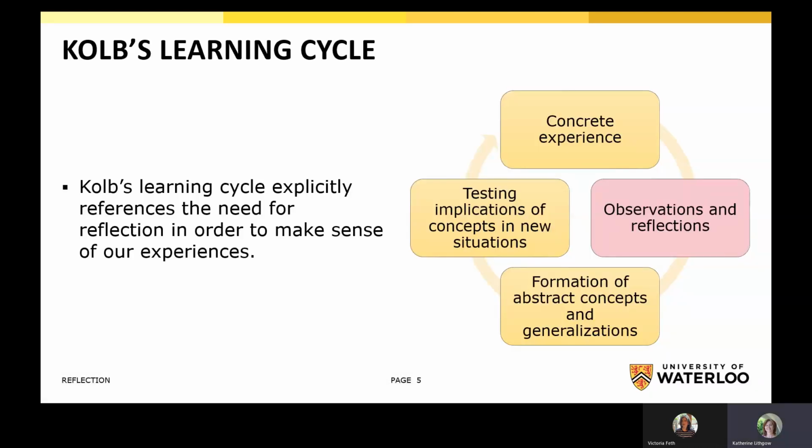So many of you are likely familiar with Kolb's learning cycle. It's a 4-stage cycle that explains how we learn through experience. And what I would like you to note is that first, it is a cycle. It happens on an ongoing basis, and it explicitly references the need for reflection in order to make sense of our experiences and to avoid having our students have the experience but miss that meaning.